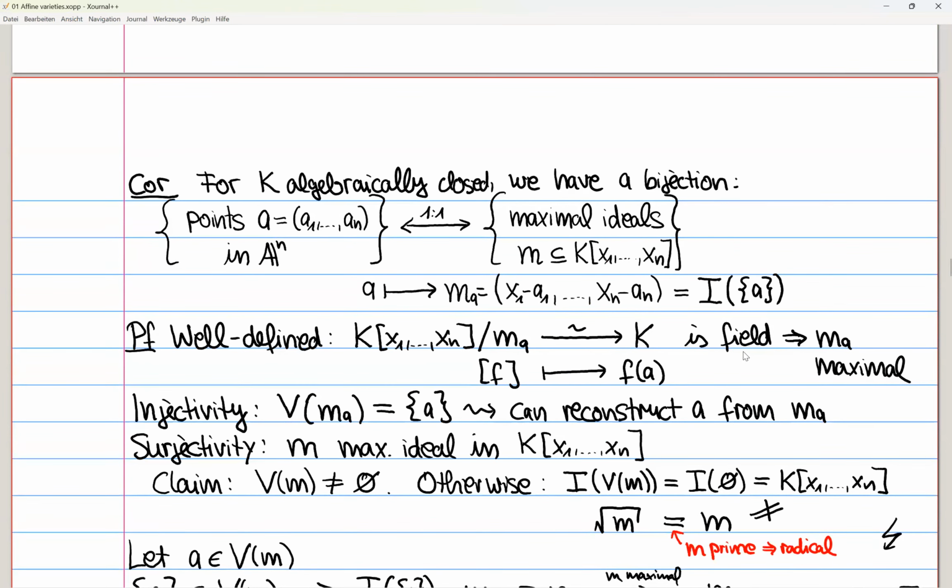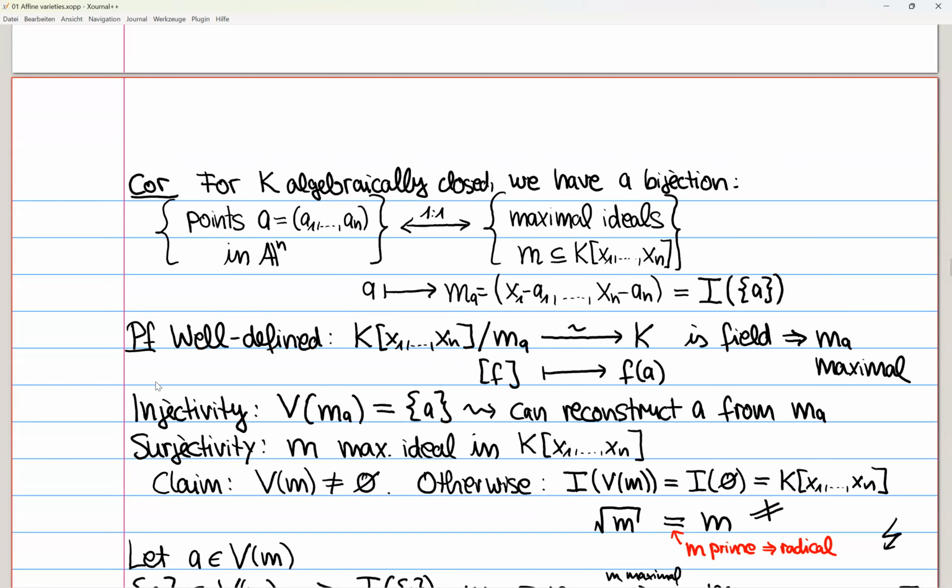And then you can check there's an isomorphism. And in particular, this quotient is a field, and so m_a is maximal. So all of these things which we obtain like this are maximal ideals. And for the injectivity, you can check that you can reconstruct a just by taking now the vanishing locus. Because the vanishing locus of the system of equations x1 minus a1 is 0 until xn minus an is 0 is exactly the point where xi equals ai, so exactly this point a. And since you can reconstruct a from this data here, the above is an injective map.